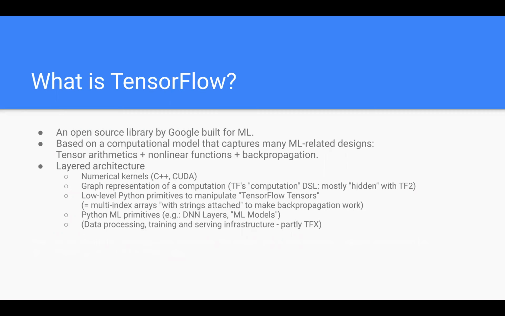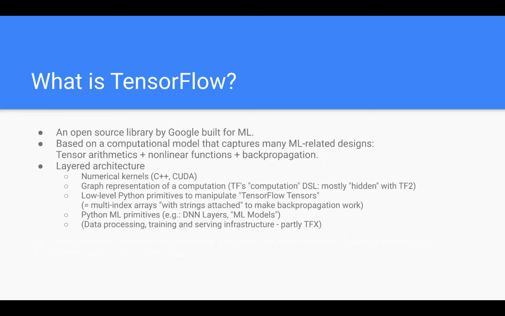Then at the next level, we have low-level Python primitives to manipulate TensorFlow tensors. Now, quite a few here, when they hear tensor, will think about closed monoidal categories. This is not quite the concept that TensorFlow has of a tensor. A TensorFlow tensor actually is a multi-index array that has extra strings attached to make backpropagation work, to make fast gradients work. We will come to this. Then at the next level, we have Python machine learning primitives, such as deep neural network layers or entire machine learning models. And finally, on top of this, there's another layer. This is partly TFX and not TF. That layer is about data processing, about training and serving infrastructure.